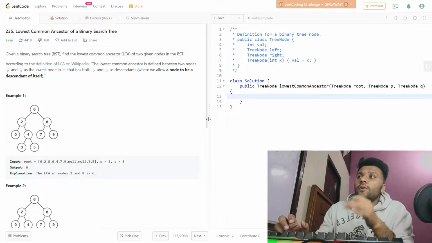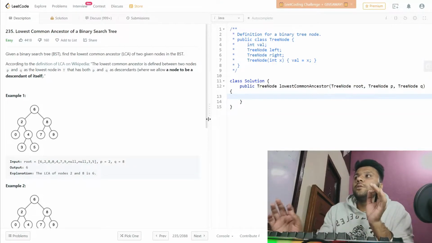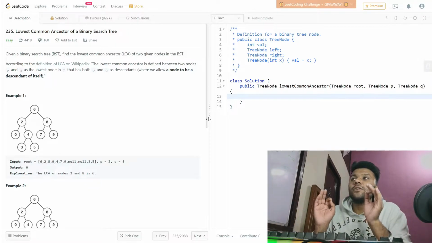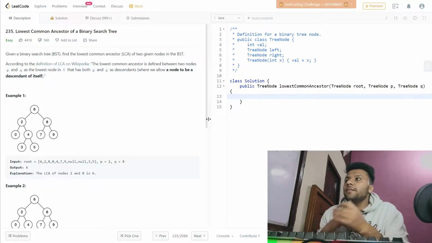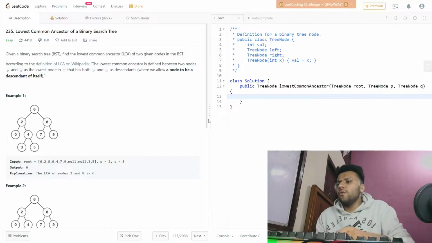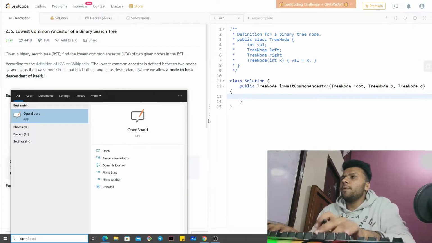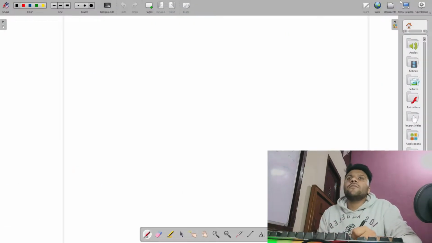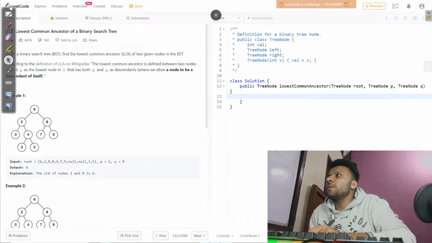Today we are going to solve one of the coolest problems, which is the lowest common ancestor of a binary search tree. This is one of the coolest and easiest problems. So we are going to do this. Let me just open my board over here. First of all, let me explain what the problem is saying.